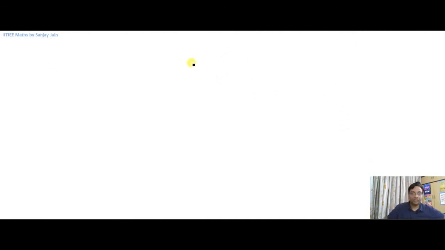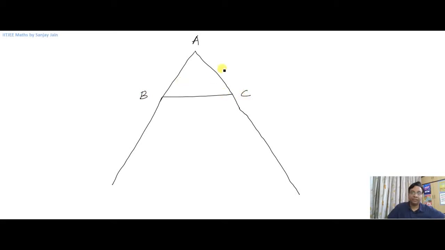Let me draw a triangle once again. Okay, I'm drawing a smaller triangle, and then I'll extend these sides like this. Let me name these points A, B and C. So this side length here is called small b, this side length is small c, and this side length is small a. Okay, for a moment I am erasing this small a just to keep the diagram clean.